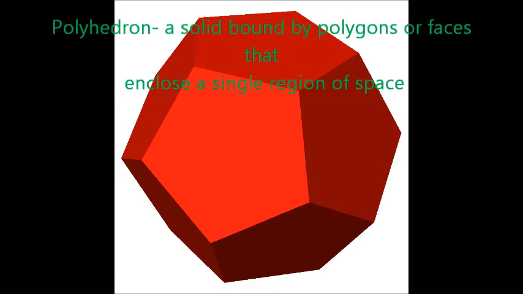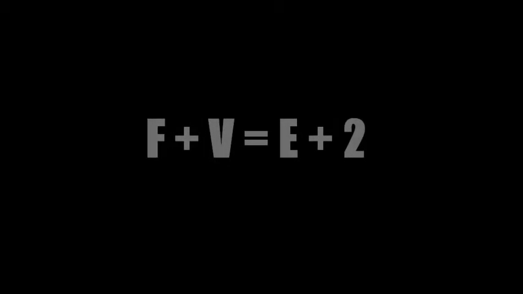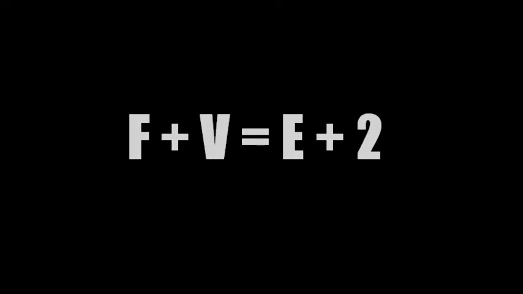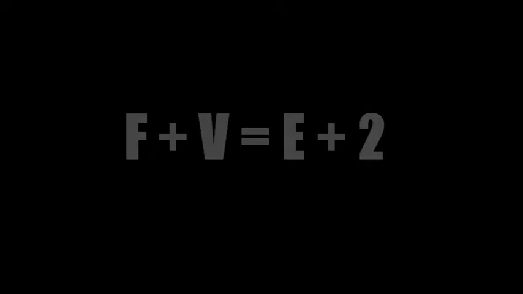Explore solids. The picture below is a polyhedron. A polyhedron is a solid bound by polygons or faces that enclose a single region of space. This is Euler's theorem. Euler's theorem focuses on the number of faces, vertices, and edges of a polyhedron. The formula is faces of a polyhedron plus the vertices of a polyhedron equals the edges of a polyhedron plus 2.